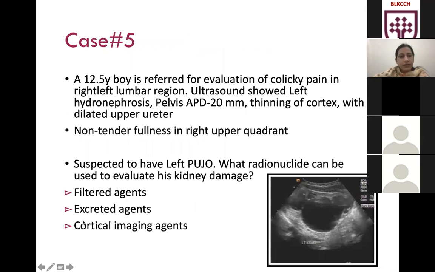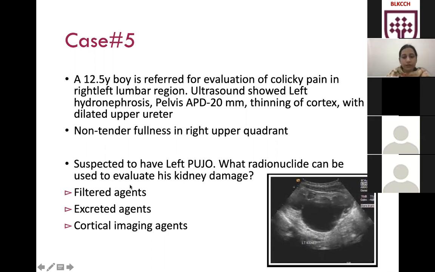So, next case, a 12.5-year-old boy is referred for evaluation of colicky pain in the left lumbar region. Ultrasound showed left hydronephrosis. Renal pelvis AP diameter was 20 millimeter with thinning of the cortex and a dilated upper ureter, and he was suspected to have left pelviureteric junction obstruction.